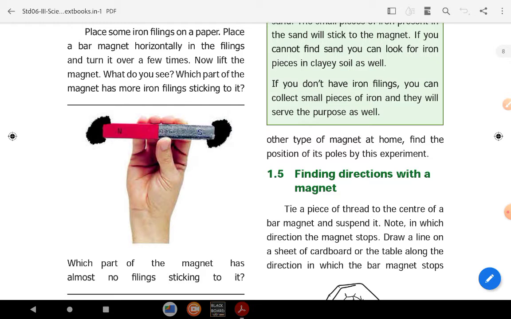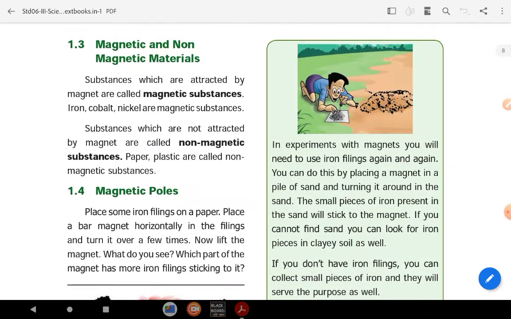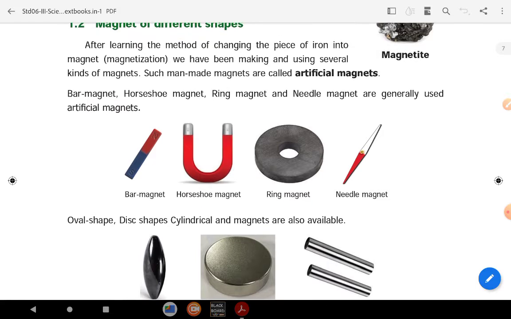Okay, you know what a horseshoe magnet is? The horseshoe magnet will be like this. I already told you. Okay, this is the horseshoe magnet. If you have this kind of magnet, or whatever type of magnet in your house, you can do the same experiment. Take a paper with iron filings and rub these on the magnet.